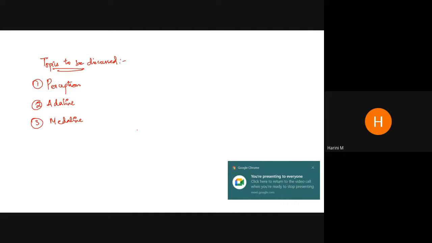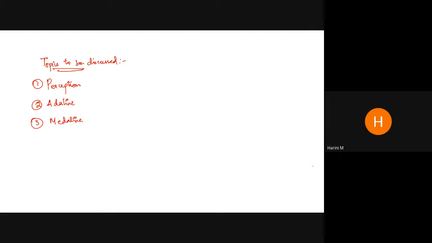Yeah, so the topics that we are going to discuss today are very basic. They are perceptron, Adaline, and Madaline. This perceptron is nothing but a single neuron that is available in the architecture.